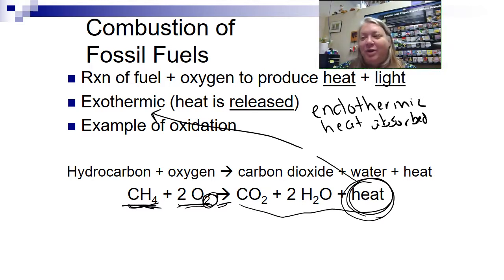Little fun fact for you, for every gallon of gasoline that's burned, about 20 pounds of carbon dioxide are released into the atmosphere.